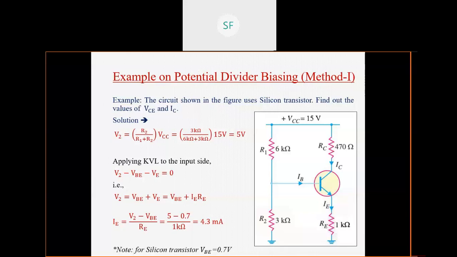This was your requirement. Then we followed our process: first we calculated V2. This example we solved with the first method. So in the first method, we need to calculate V2 first. V2 is nothing but the voltage across R2. We calculated V2 by putting in the values, and we got the answer, 5 volt. Then again we applied KVL to the input loop. This is your input loop.